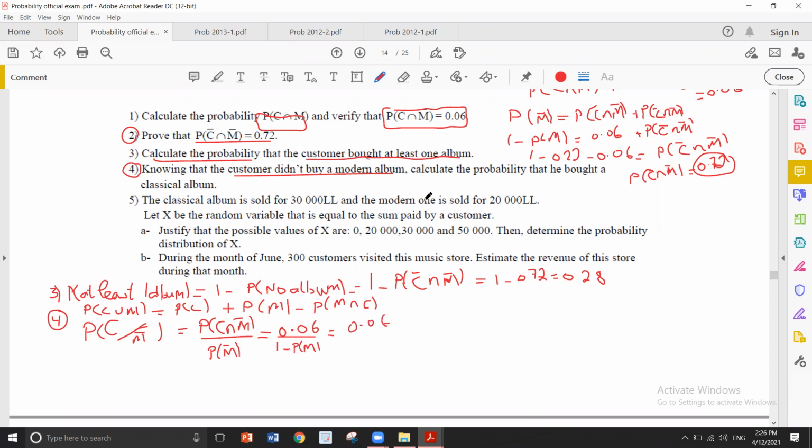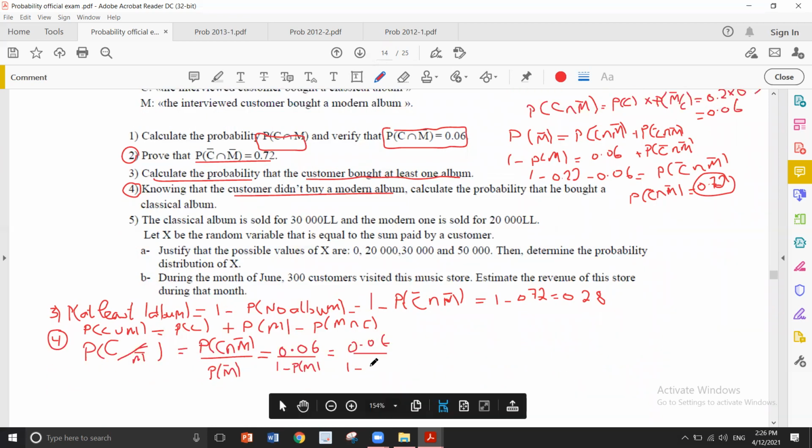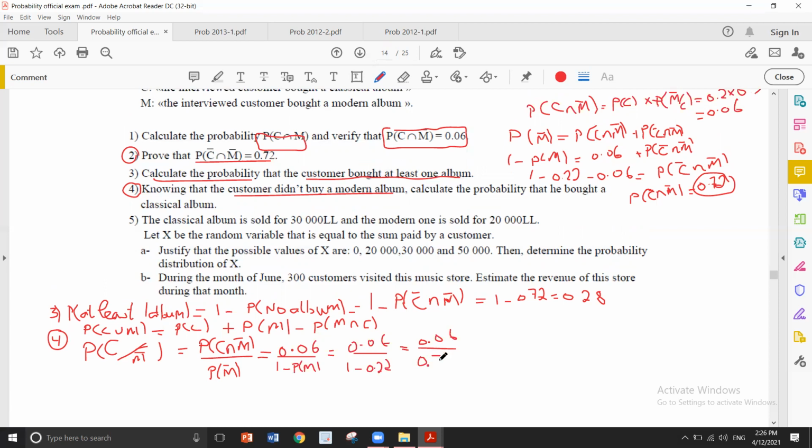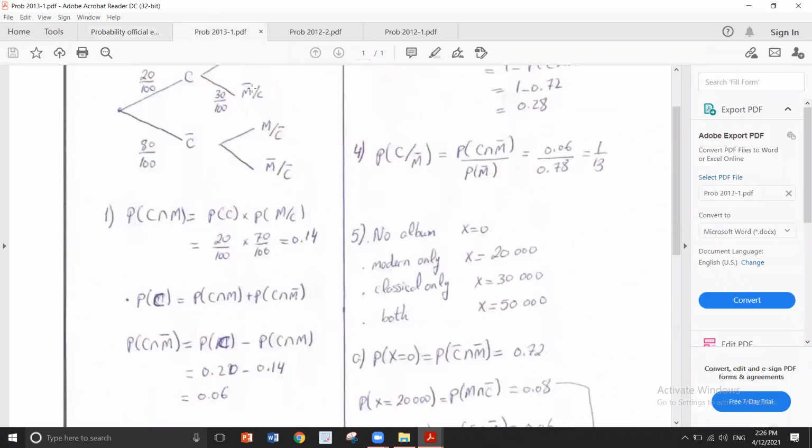over 1 minus the probability of modern, which is how much? 0.22. So 0.06 over 0.78 equals 6/78, which is 1/13.